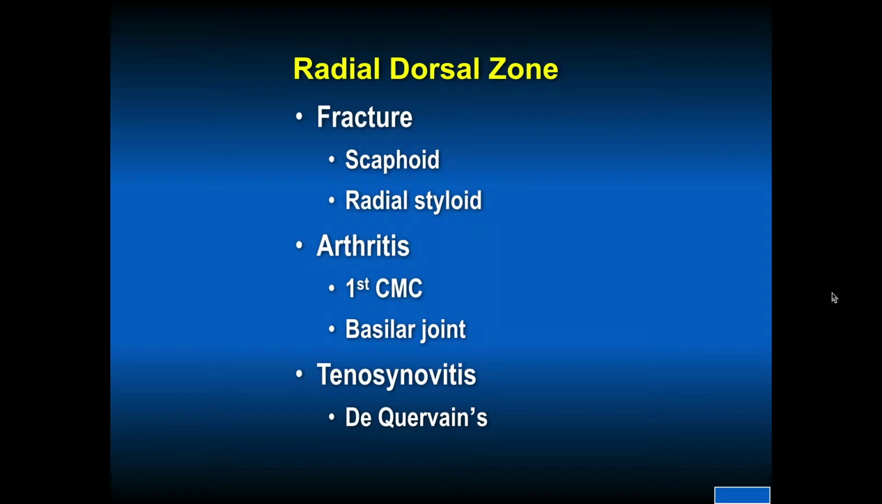Also in the radial dorsal zone, if we think about the bones, the scaphoid lives there, the radial styloid. Scaphoid will be in the snuff box, and the radial styloid problems will be a little more proximal. You can have arthritis at the first carpometacarpal joint or the basilar joint. Tenosynovitis of that first dorsal compartment, de Quervain's tenosynovitis.